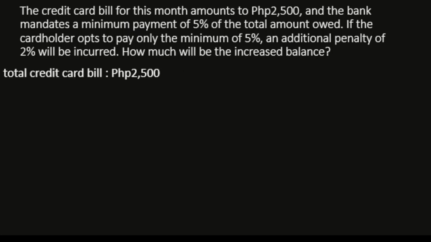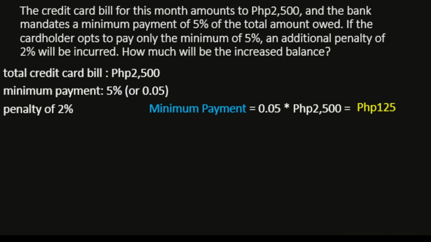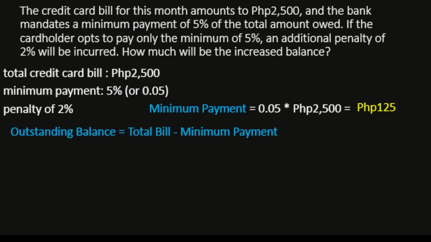So we are given the total credit card bill, which is 2,500 pesos, the minimum payment, which is 5%, and the penalty of 2%. First, let's calculate the minimum payment. The minimum payment is 5% of 2,500 pesos, which is 125 pesos. If the cardholder chooses to pay only the minimum of 5%, this payment is made. So the outstanding balance after the minimum payment is 2,500 pesos minus 125 pesos, which is 2,375 pesos.